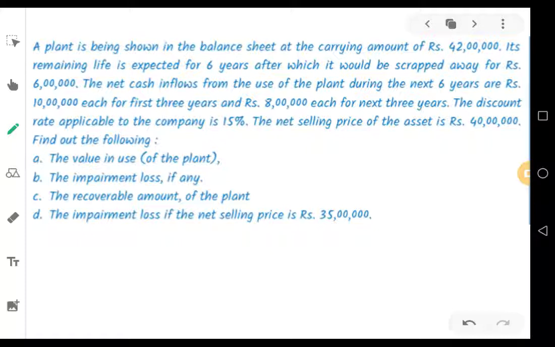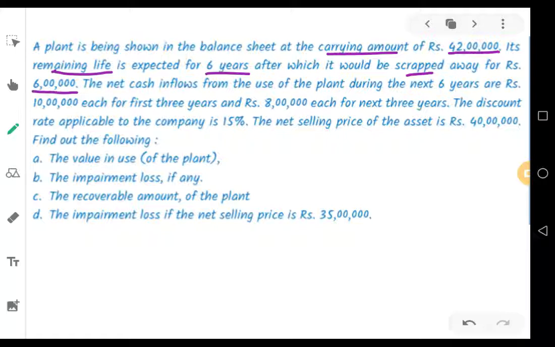A plant is being shown in the balance sheet at the carrying amount of rupees 42 lakhs. Carrying amount of an asset as per balance sheet is 42 lakhs. Its remaining life is 6 years. It would be scrapped away for rupees 6 lakhs, that is scrap value. Scrap value after 6 years is 6 lakhs.